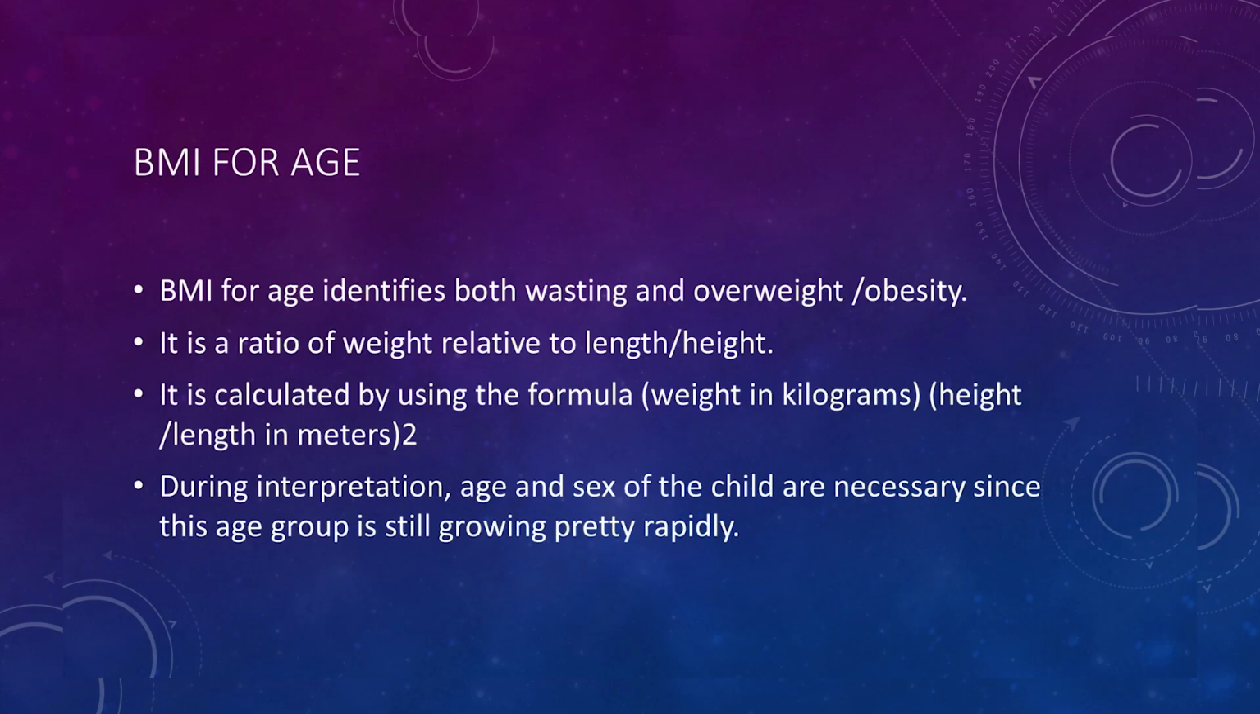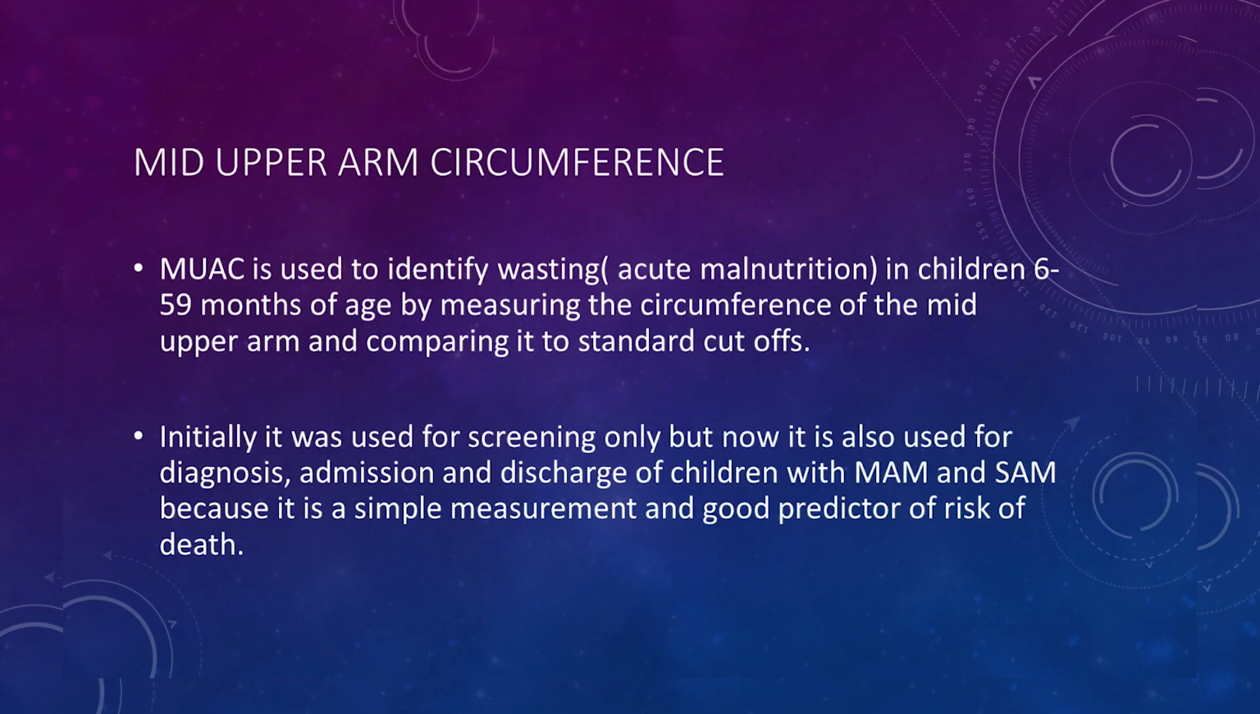Another measurement of anthropometry, we examine the child to diagnose malnutrition, especially in younger children, that is mid upper arm circumference. It is used to identify wasting, that is acute malnutrition, in children in the age group 6 months to 59 months, by measuring the circumference of the mid upper arm and comparing it to the standard cutoffs. Initially it was used for screening only, but it is also used for diagnosis, admission and discharge of the children.